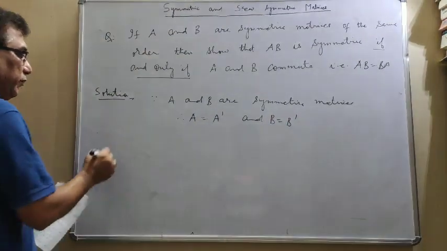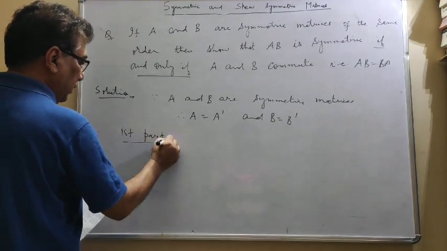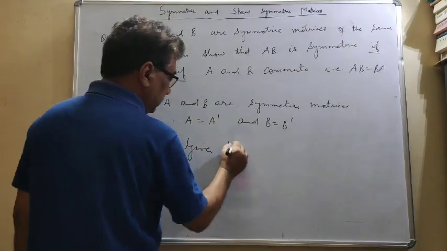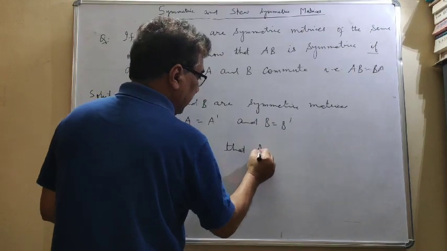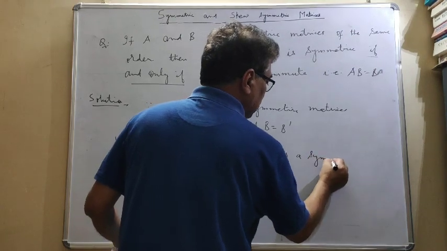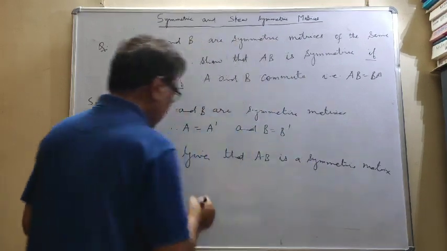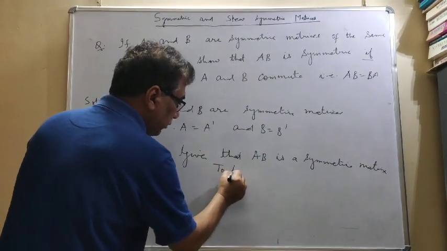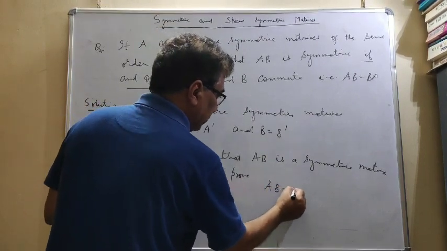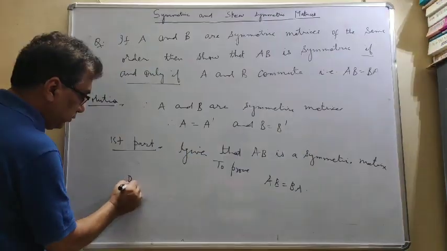Now the first part of the proof: given that AB is a symmetric matrix, and we have to prove AB is equal to BA. Now proof.